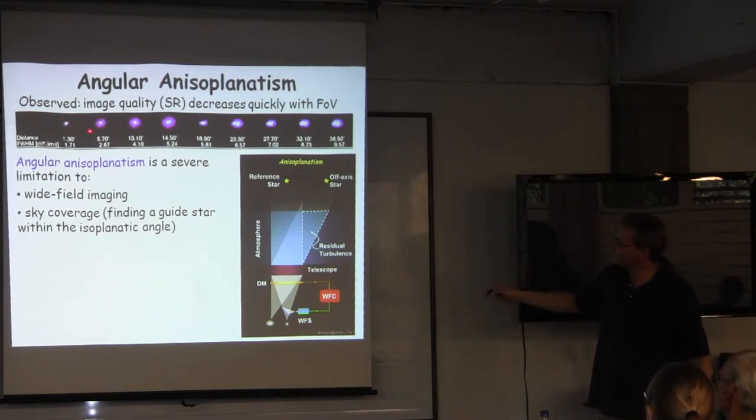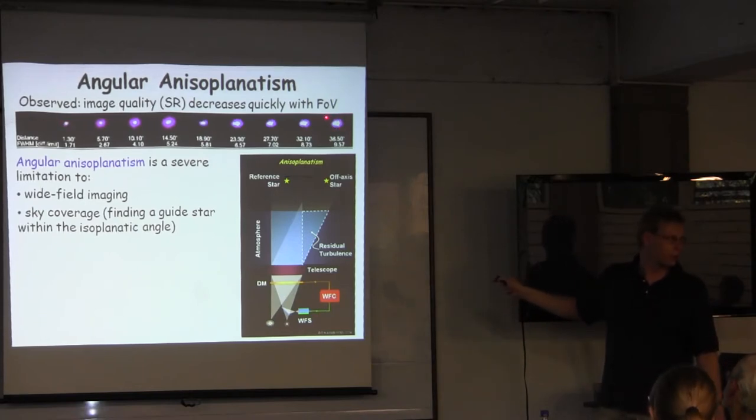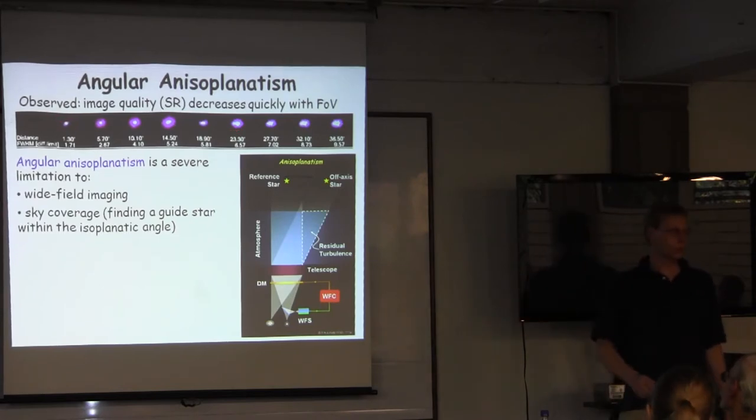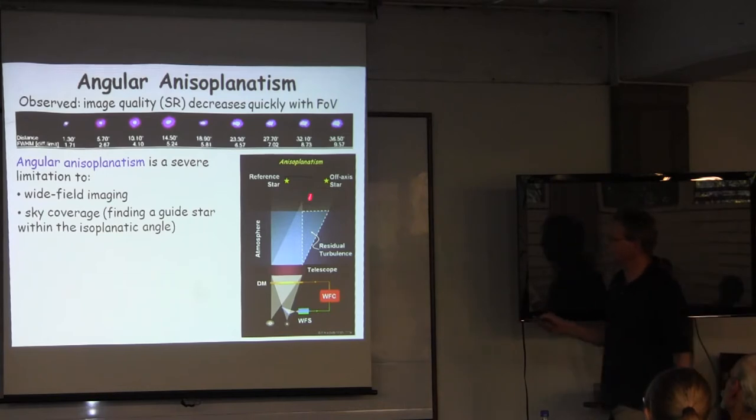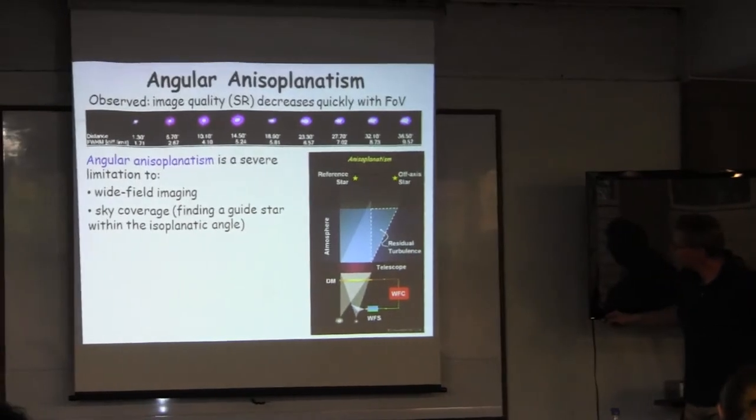And this is what's happening. I mean, you can see this one still looks very point like. This one is a blurred dot. So clearly, the correction we apply for the star here does not correct fully for the turbulence that the star is suffering.